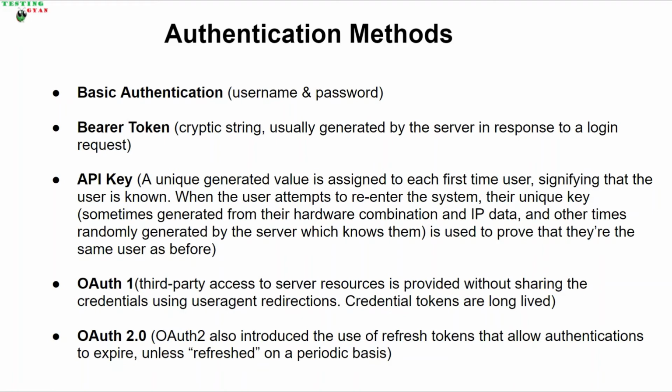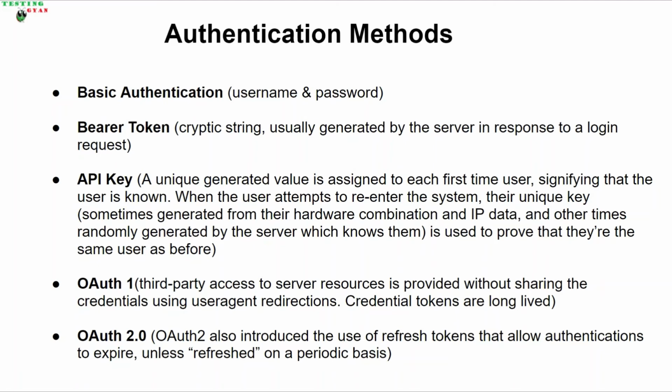Then the next way is the bearer token. A bearer token is a cryptic string or token and is provided to the client to have access to the server resources. Similarly we have the API key, and in this case the client is provided with a key which is known to the server. This key may be generated based on the hardware combination and the IP data, and sometimes it is randomly generated.